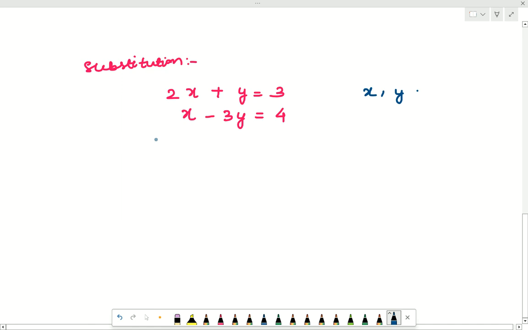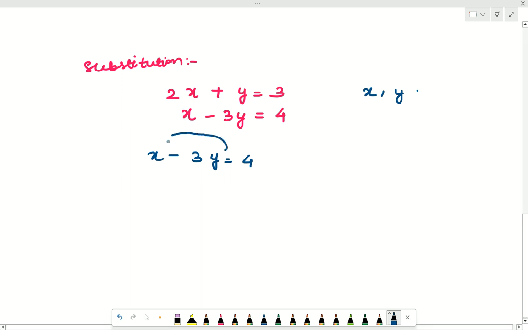We are able to see that the method, actually let's talk about the method. The method is called substitution, means putting one in the place of another. So what we are going to do is, out of two equations, we are going to pick up an equation where we are able to show the coefficient as 1. What I mean by coefficient: the number that is written along with my variable.